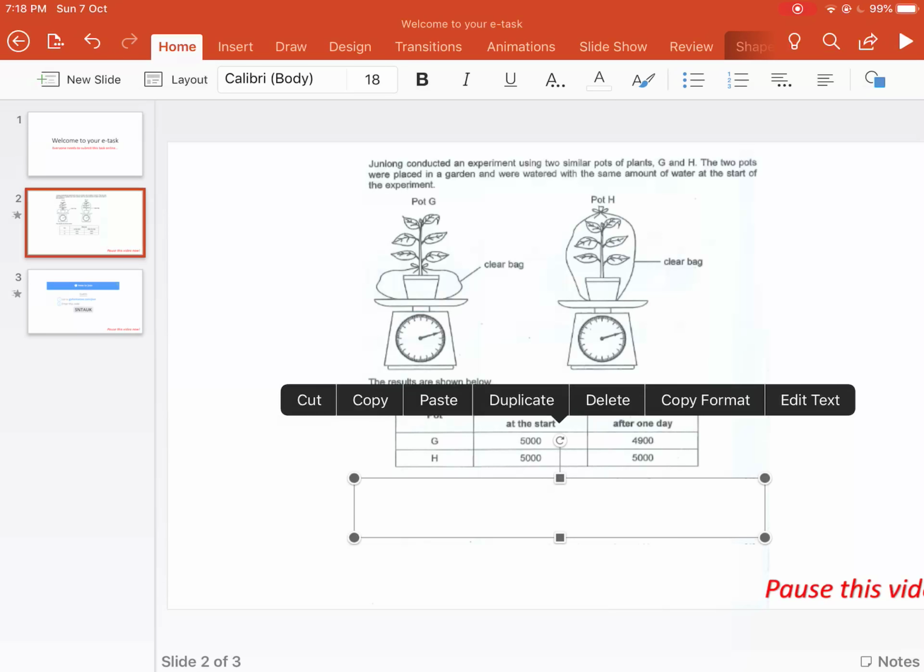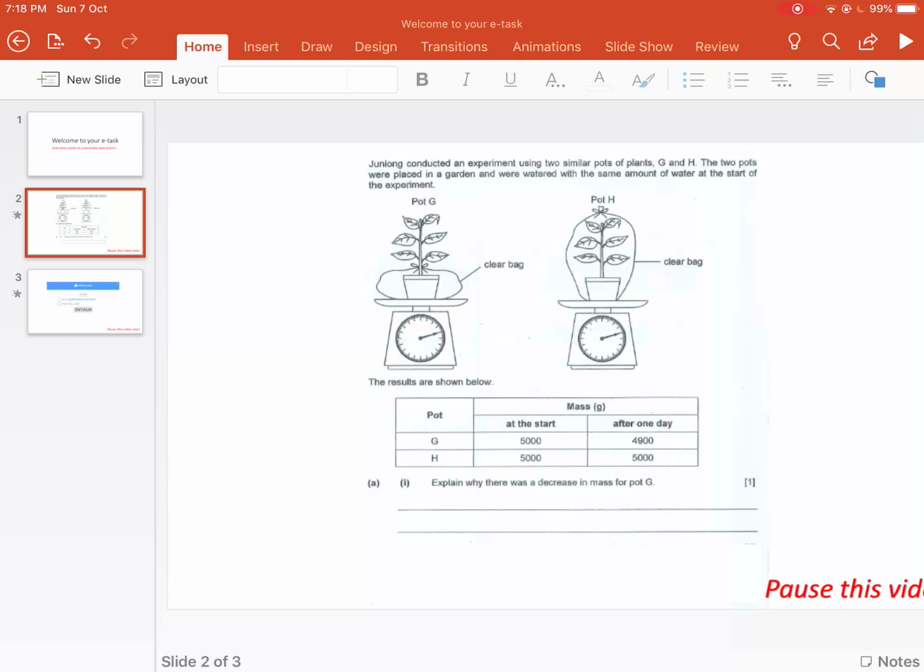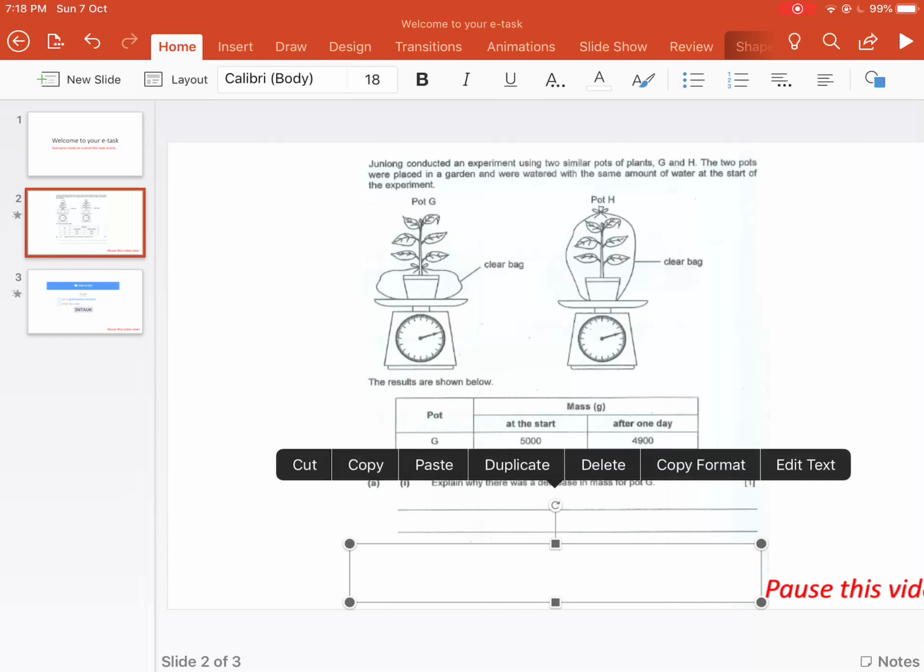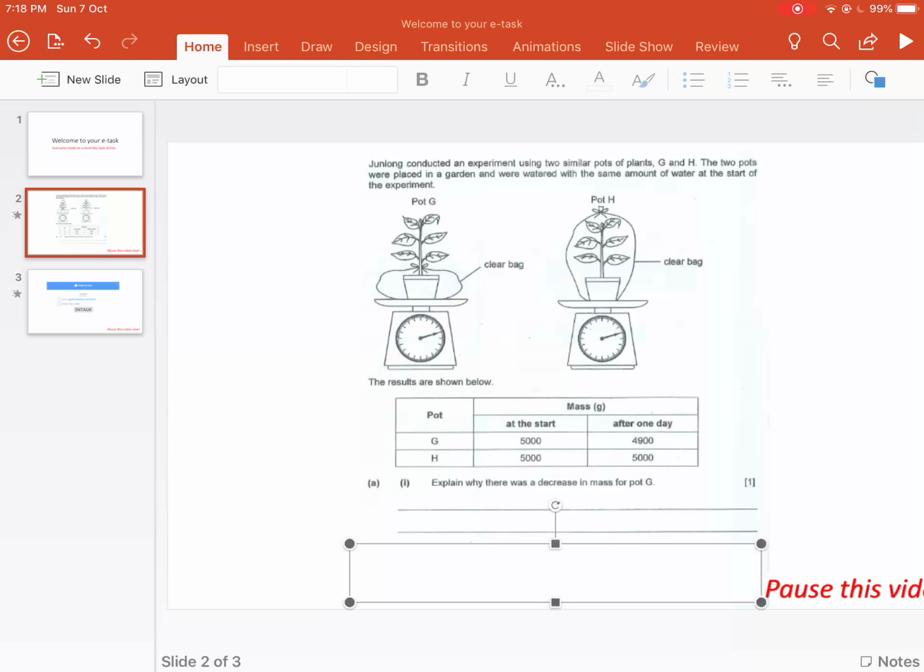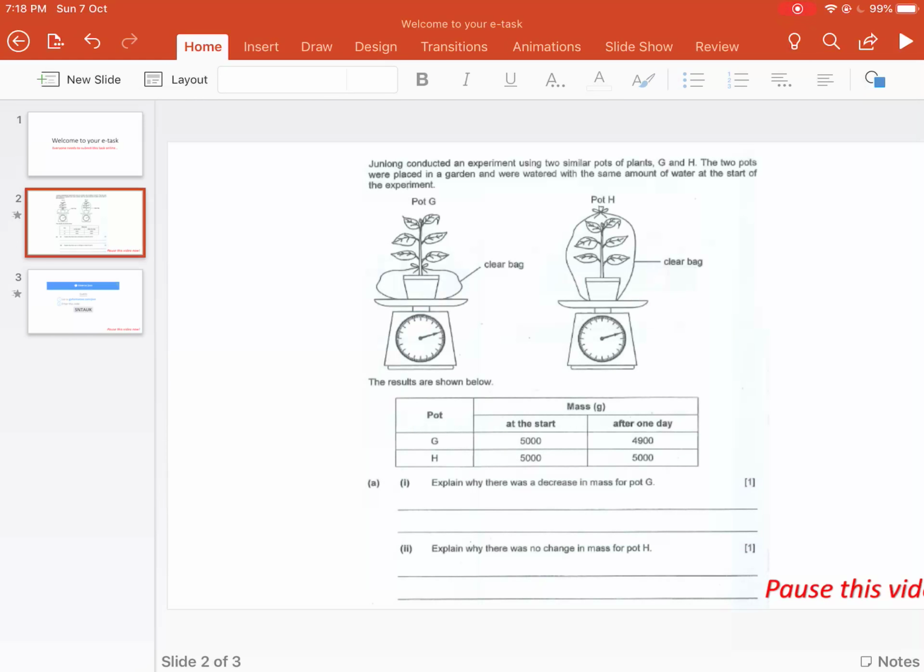So what is the question that will be asked? Number one, explain why there was a decrease in mass for pot G. Alright, pot G dropped from 5,000 to 4,009, right? So explanation question, I would like to see your response in. And the second question is, then how come there was no change in mass for pot H? Pot H after one day is still 5,000.